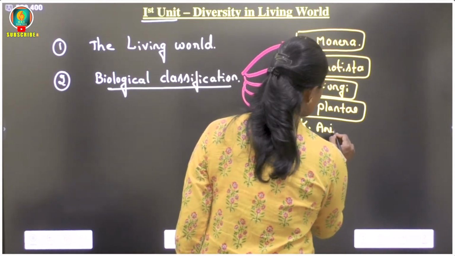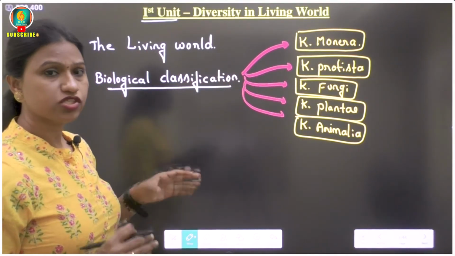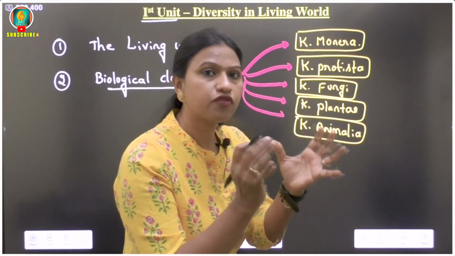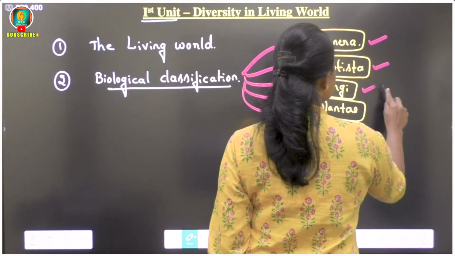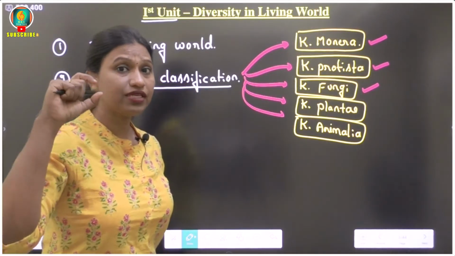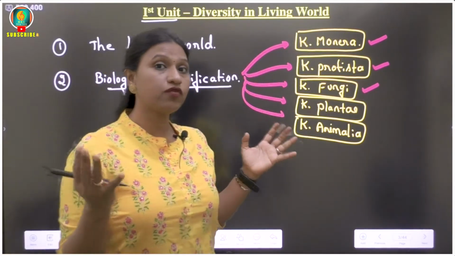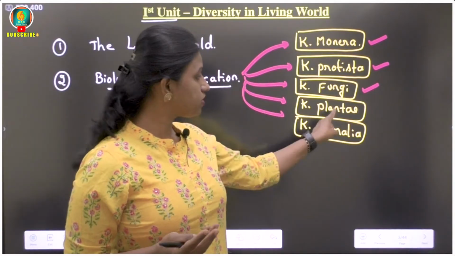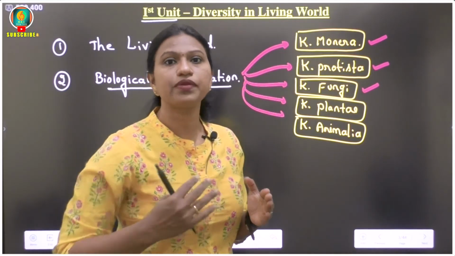That means all animals. Now, this chapter, biological classification, is going to give the information about these three kingdoms: kingdom Monera, kingdom Protista, kingdom Fungi. But it will introduce kingdom Plantae and kingdom Animalia. But where we are going to study in detail about these two kingdoms, plant as well as animal kingdom, that is in a separate chapter.